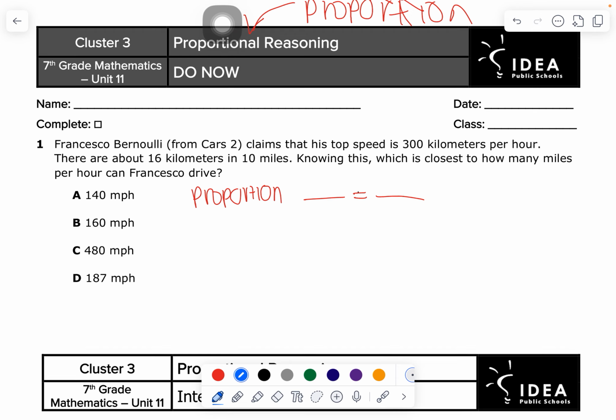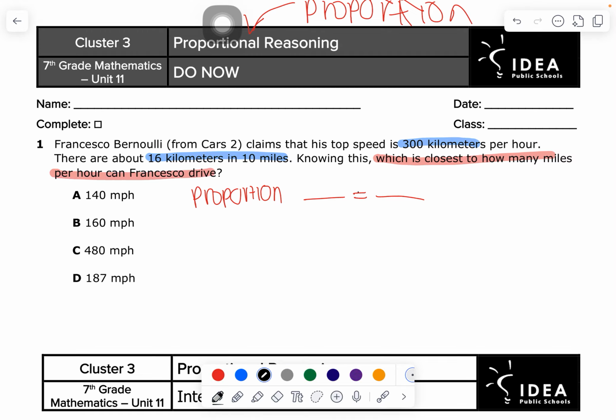So let's read the problem. We're going to underline keywords and we're going to underline what we are looking for. Francesco Bernoulli from Cars 2 claims that his top speed is 300 kilometers per hour. So I'm going to underline 300 kilometers. Then they tell me there are about 16 kilometers in 10 miles. Knowing this, what is my question? Which is closest to how many miles per hour can Francesco drive?